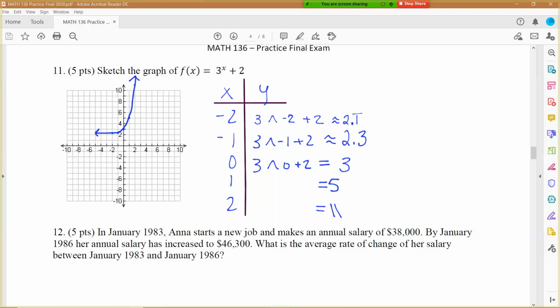So it looks to me like the left side's getting closer and closer and closer to 2. It's not going to cross 2. It's going to get closer. So we had 2.3, 2.1. It's just going to keep getting closer to 2. So make that level out on the left side.